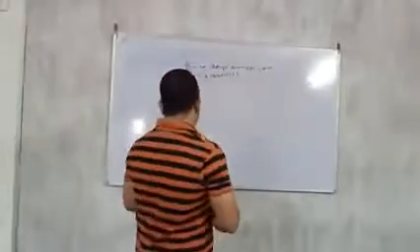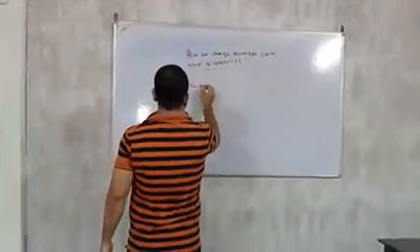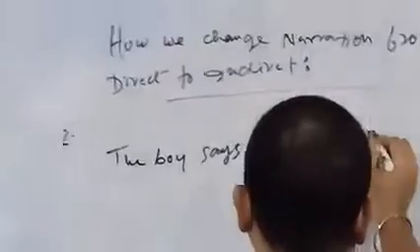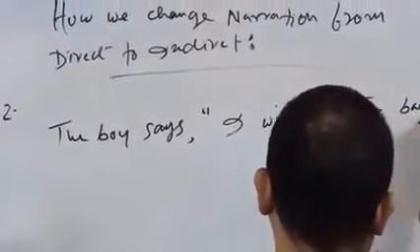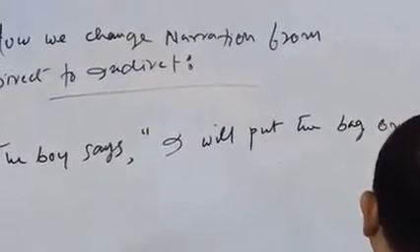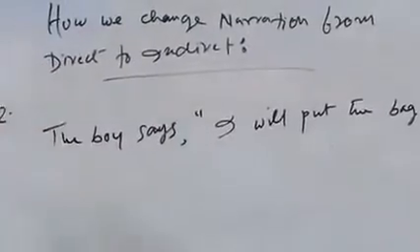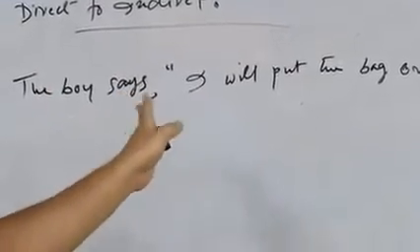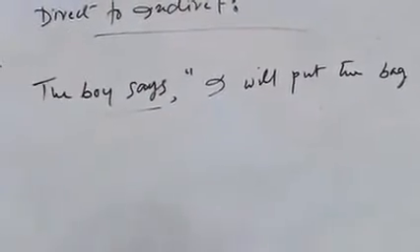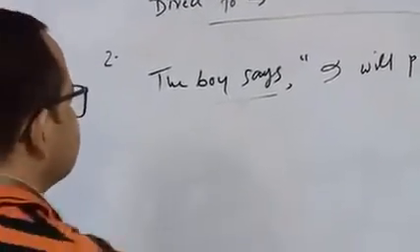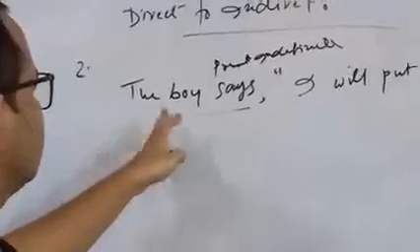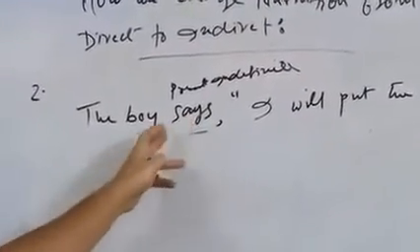I would like to give you an example of that. For example, the boy says, "I will put the bag on the table." In this particular sentence, you have to identify the two sentences, particularly the tense of these two sentences. First, the reporting verb. Here the tense of the reporting verb is present indefinite. You can see, because after the subject we are using the first form of the verb.